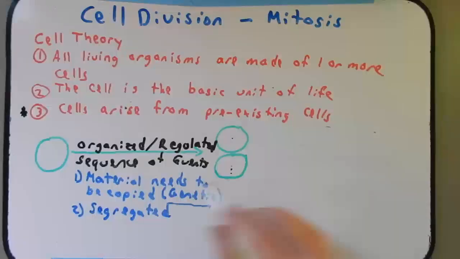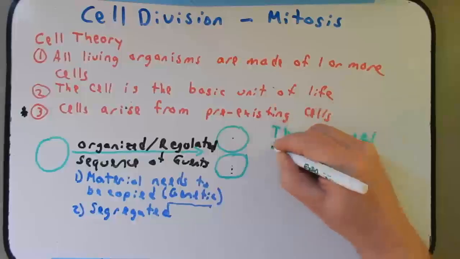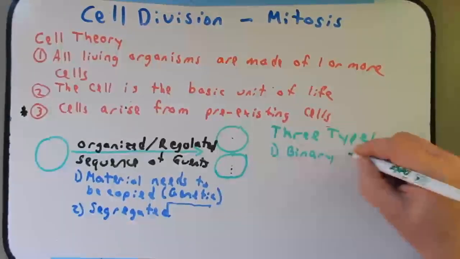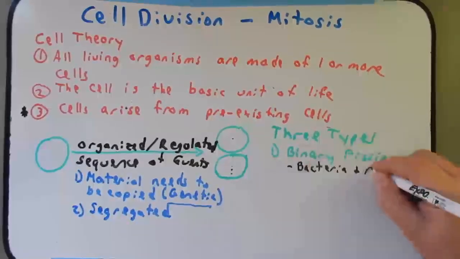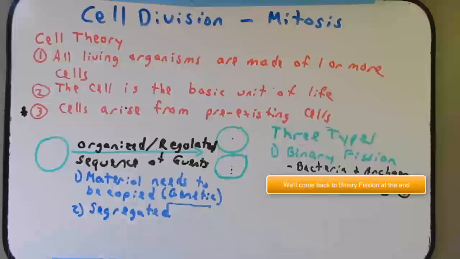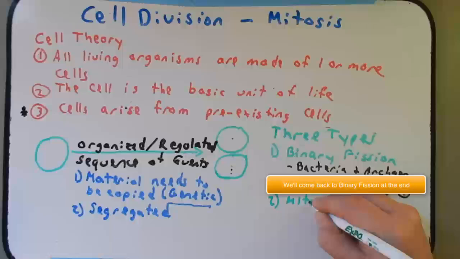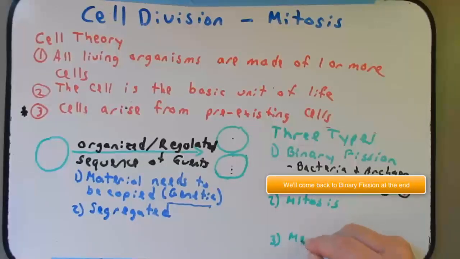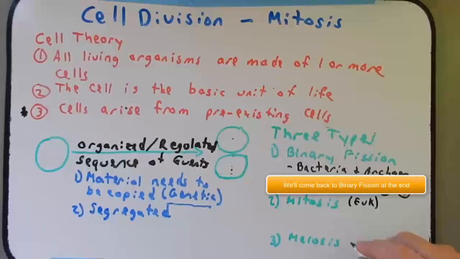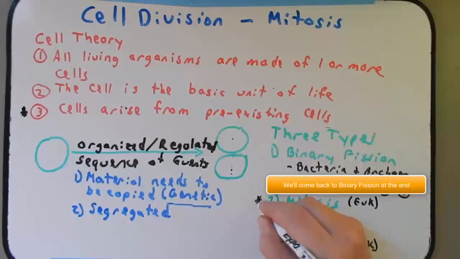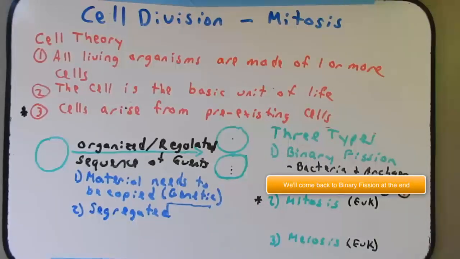Okay, so when we think about cell division, we can think about it as existing in three types. The first is binary fission. Binary fission is seen in bacteria and archaea. In eukaryotes, there are two types of cell division: mitosis and meiosis. So they both are found in eukaryotes and not in bacteria. We're going to spend time in this class talking about mitosis. You'll learn about meiosis when you take genetics.